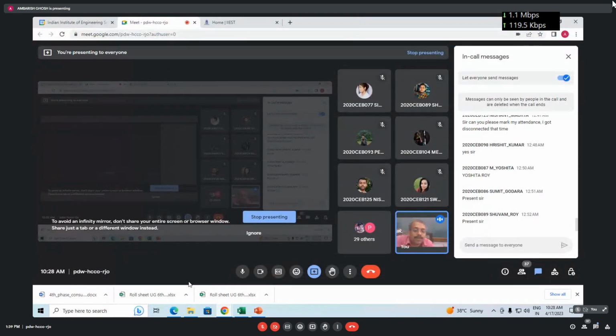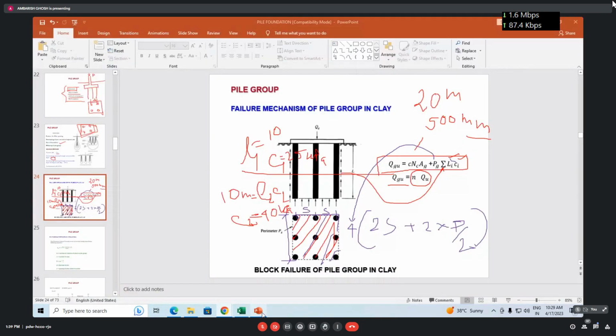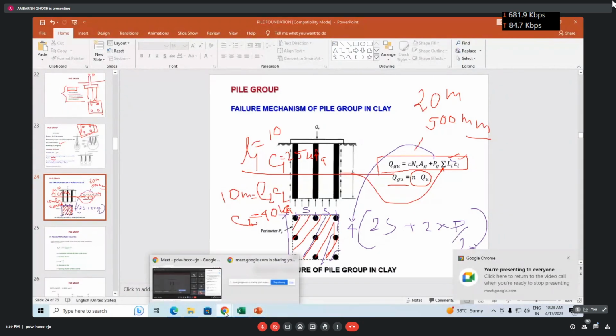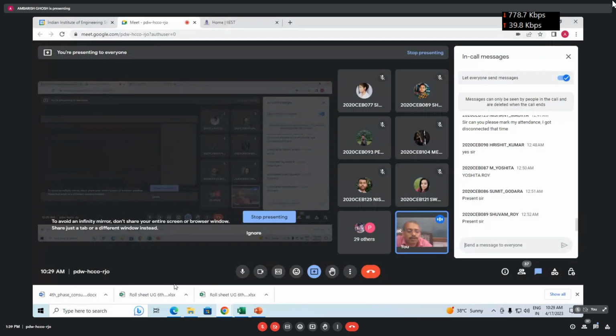Individual capacity, can you calculate? Pi d into alpha L1 C1, alpha L2 C2. In this case, cohesion is 30 and 30, I have told, or how much? 25 and 40. So both are like this, so alpha will be equal to 1. So pi into d into sum of alpha L C, with alpha equal to 1.